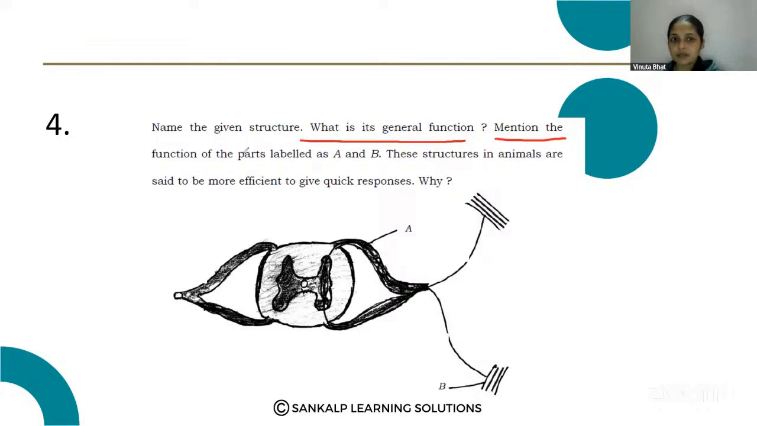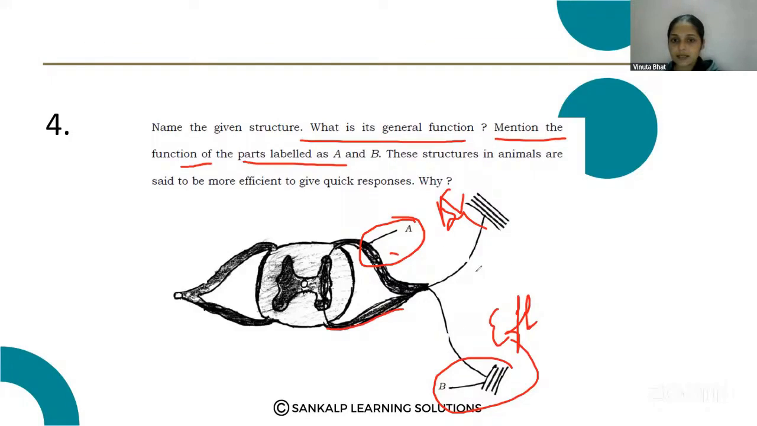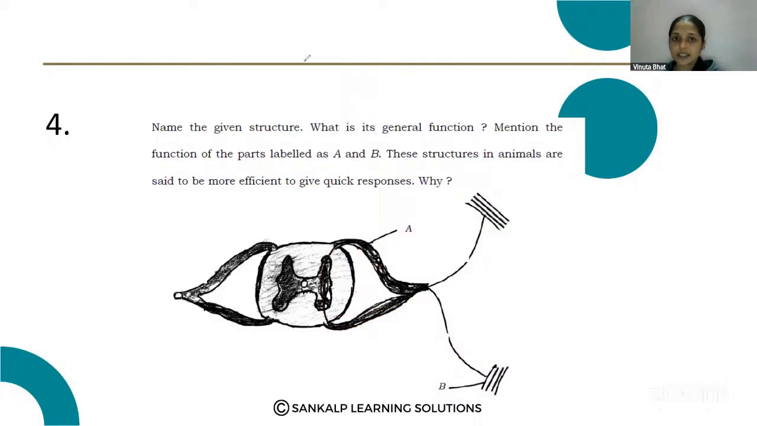stimulus. Mention the function of the parts labeled A and B. Label A is the sensory neuron, and label B is the effector. You should write the function of the effector and the sensory neuron. These structures in animals are said to be more efficient in giving a quick response. Why? Because the spinal cord is involved in this. So this structure is very helpful to give a quick response.